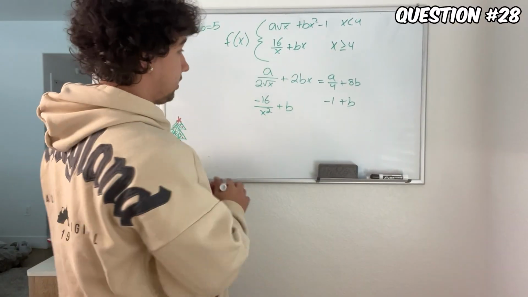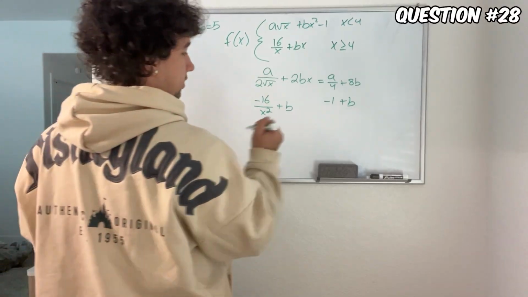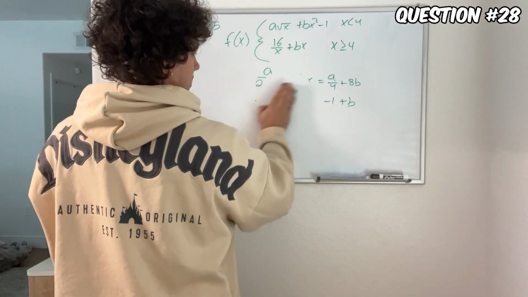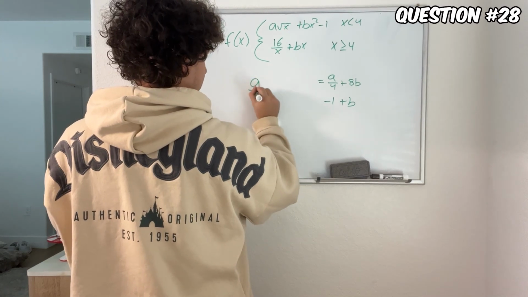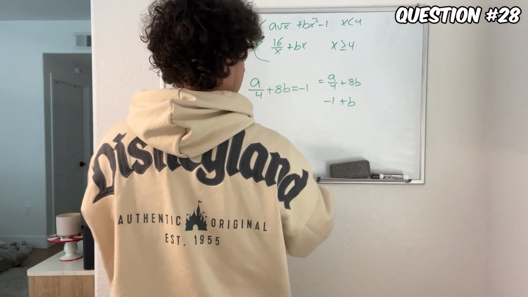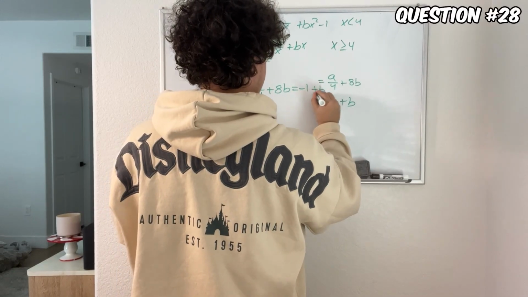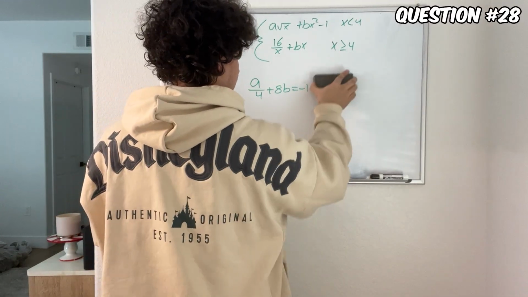And now I'm going to set these things equal to each other, and get me the exact same situation like this. So I'm going to have a over 4 plus 8b equals negative 1 plus b. And I'm going to do two things. Well, first I'm going to subtract b and I'm going to get 7b.